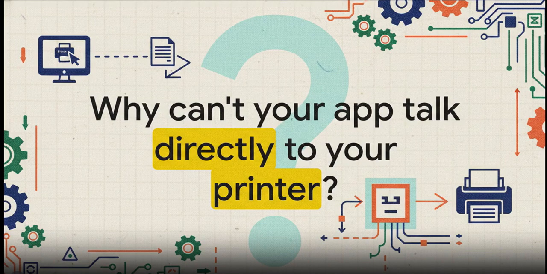I mean, you hit print in a document and poof, it just works. But why can't your word processor just talk directly to the printer? Why does it need this invisible middleman? It seems so simple. But the answer to that question gets to the very heart of how your computer keeps itself from falling apart.